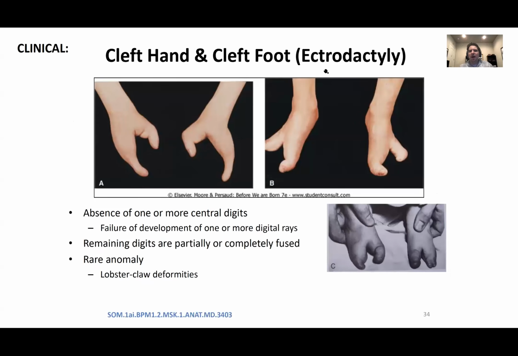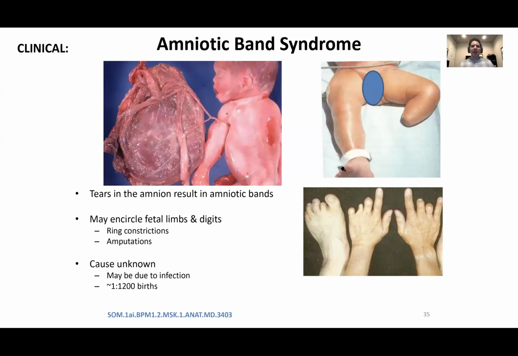Club hand and club foot, ectrodactyly, you can see that here. So this is failure of development of the digital rays. So sometimes, I don't know if this is really politically correct to say this anymore, but it's referred to as the lobster claw deformity. So you can get a partially or completely fused or absence of the digits. So these are kind of close together, but keep these separated.